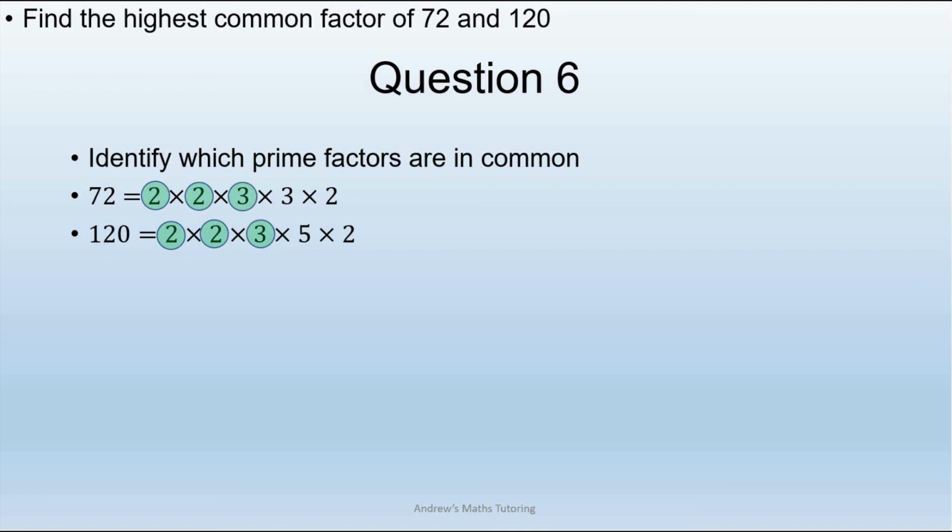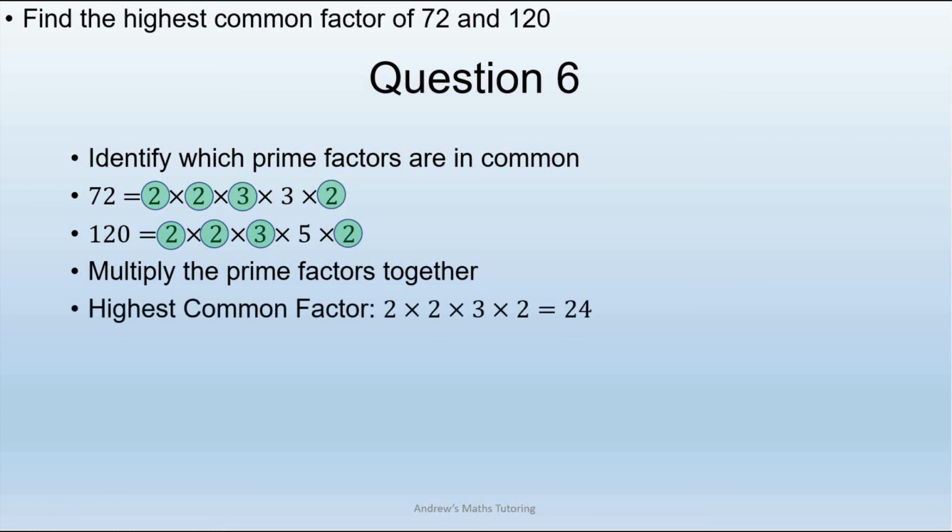The same applies for the 3 and the final 2. The expression for 72 has another 3 in it. However, because the expression for 120 doesn't have another 3, we cannot circle this. We now need to multiply a row of our prime factors together. So our highest common factor is 2 times 2 times 3 times 2, and this gives us 24.